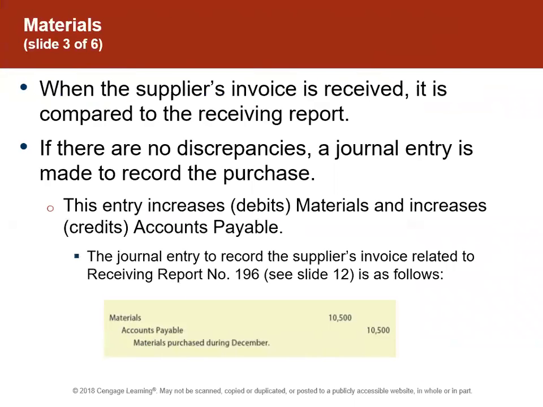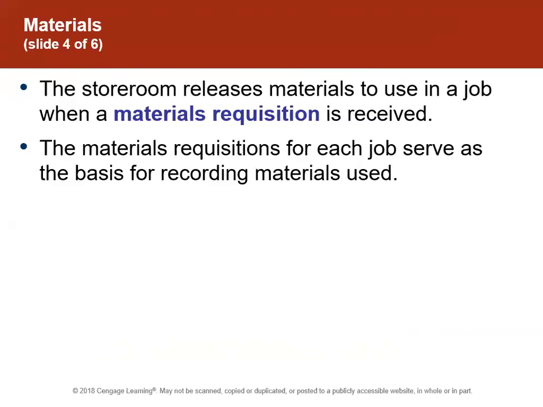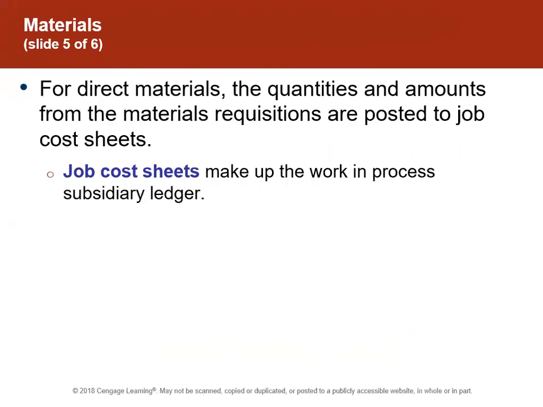So again, as far as journal entries we need to know, every time we purchase materials, materials is debited and accounts payable is usually credited because we usually buy materials on account. Okay. And then a materials requisition is filled out whenever a job says, I need that specific material. And then that's when it's moved from the raw materials into work in process.